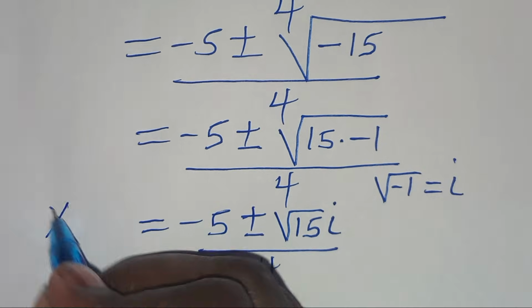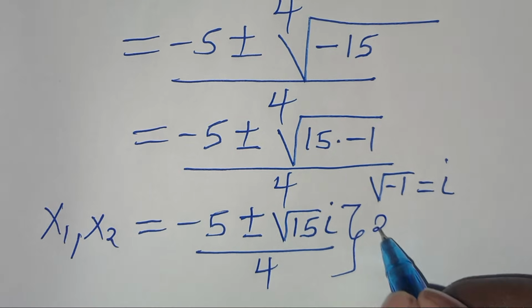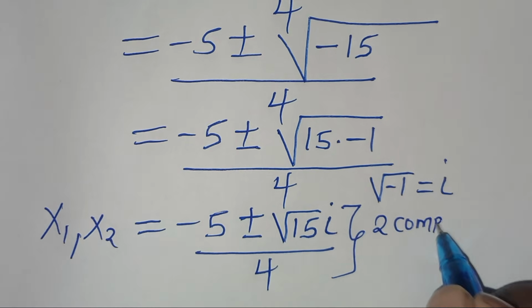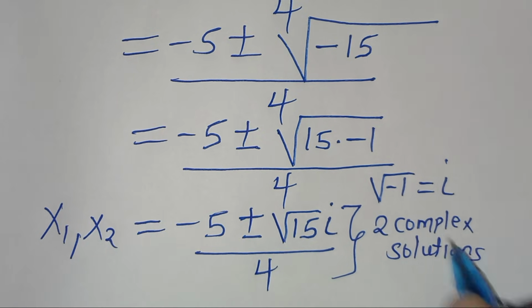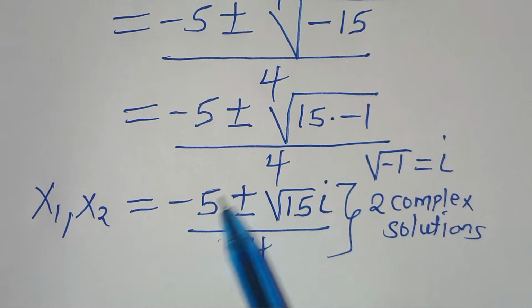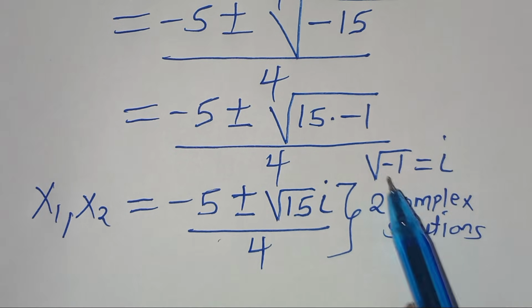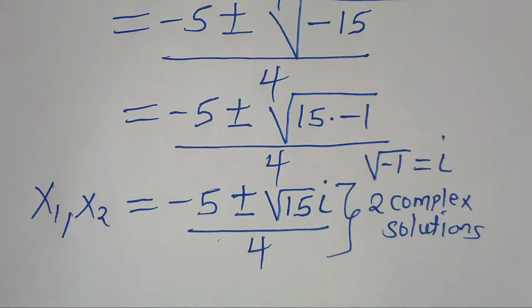So we have that x1, x2 are two complex solutions under case 1. In case 1, we have two complex solutions, that is x1 and x2. So let's proceed to case 2.